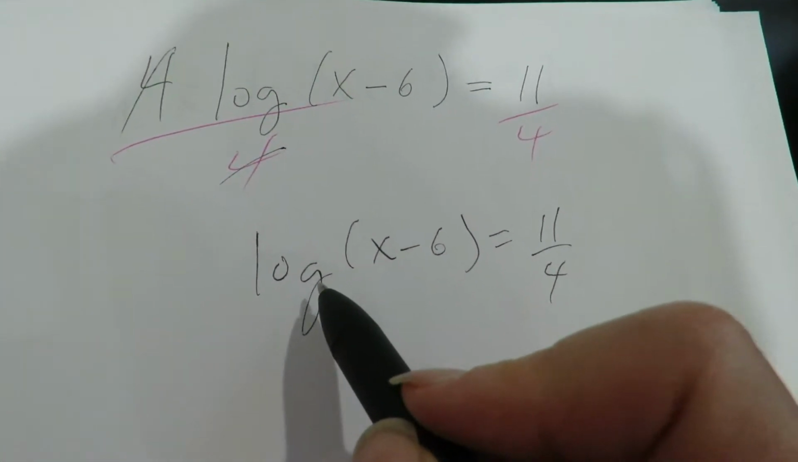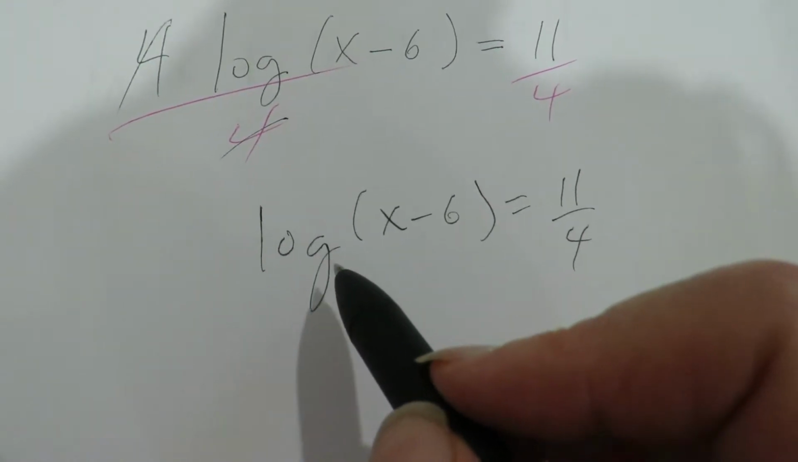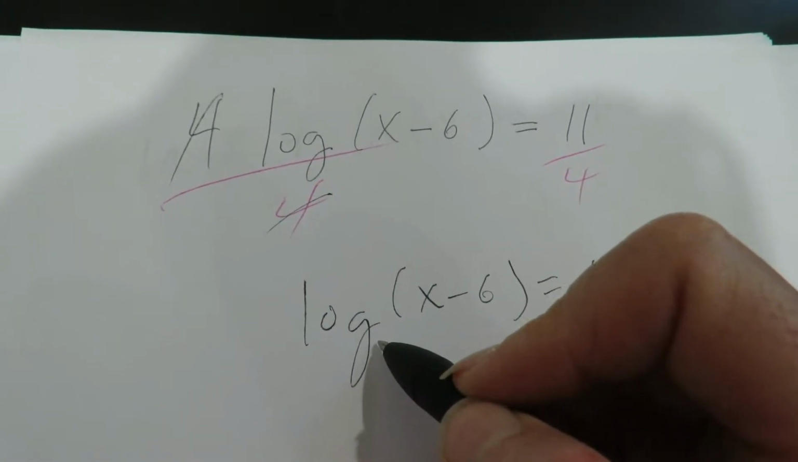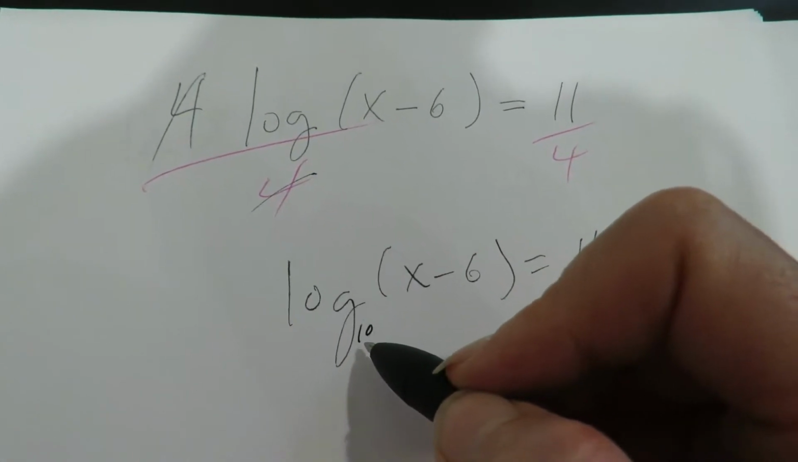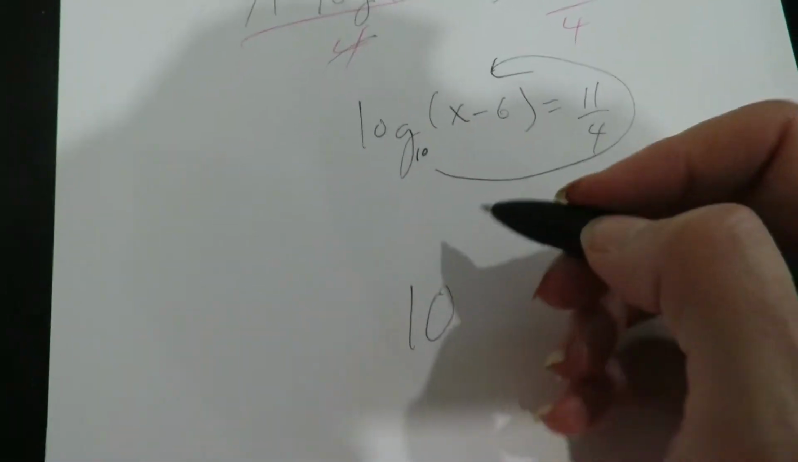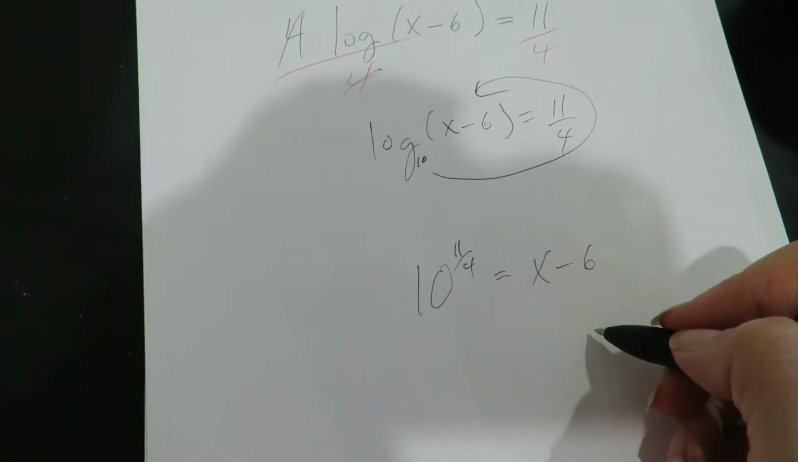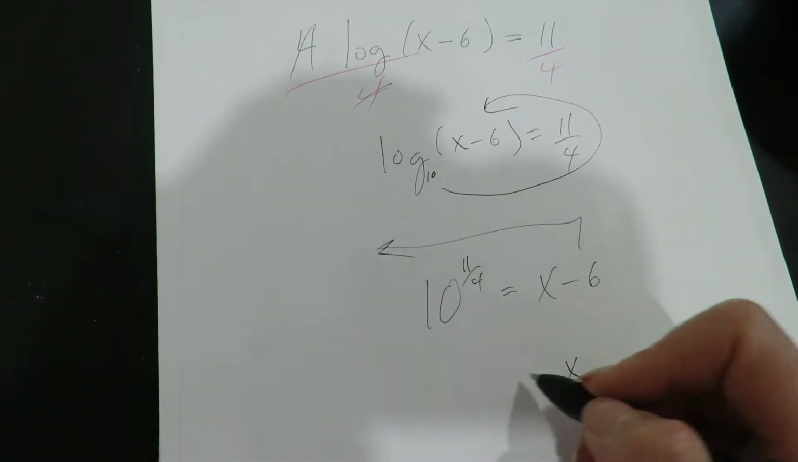Okay, so when we rewrite, this is a common log. It's not base e. What base is this? Good, I hear you. You're saying that's base 10, and you'd be right. This guy's base 10. You got to memorize that. And we're going to convert the form on that. So it's 10 to the 11 over 4 equals x minus 6. And then move the 6 to the other side.